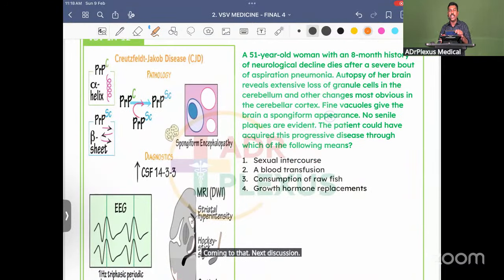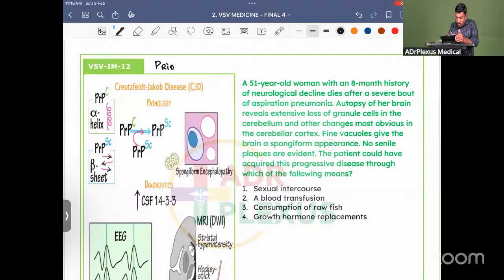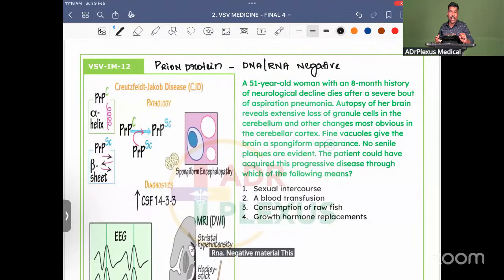The next discussion is going to be Creutzfeldt-Jakob disease. So what is this Creutzfeldt-Jakob disease? There is going to be a prion protein. What is this prion protein? It is a DNA, RNA negative material. This DNA RNA negative material is going to be the prion protein.